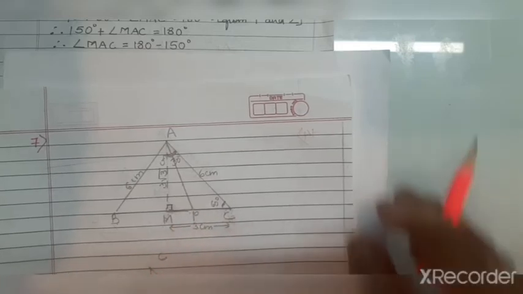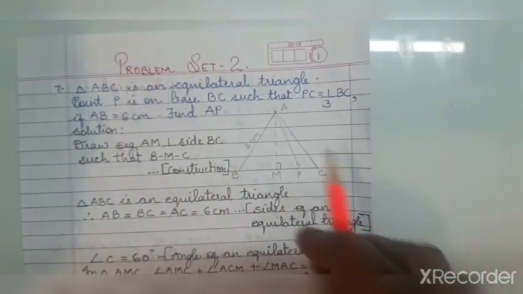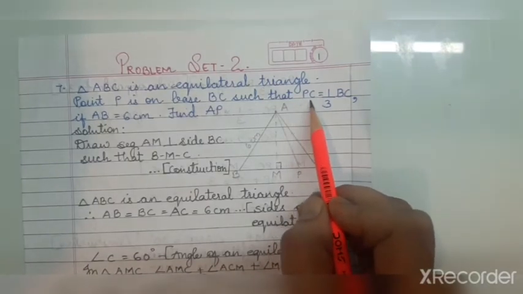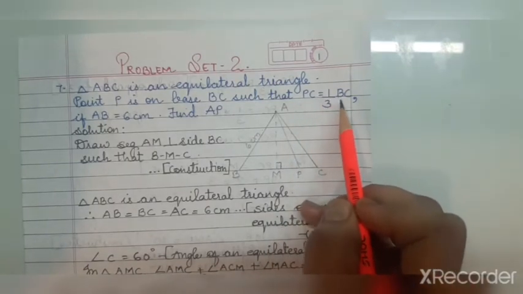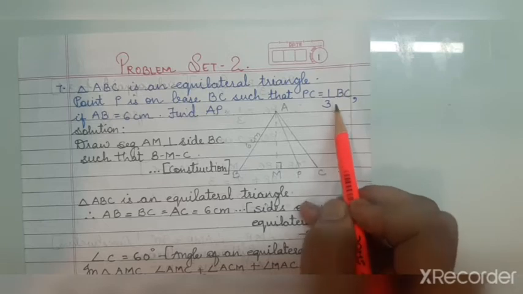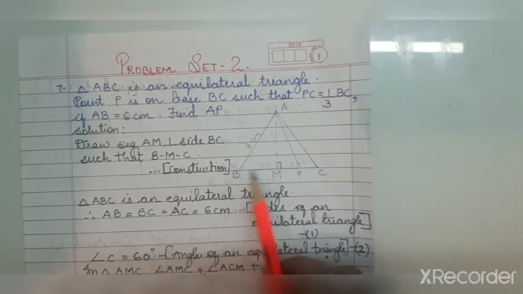Okay. So how can we get MP? We know MC. If we know PC, okay, MC minus PC will give us MP. Okay. In the sum they have given some information about PC. PC is equal to 1 upon 3 BC. But do we know BC? You can see here BC.